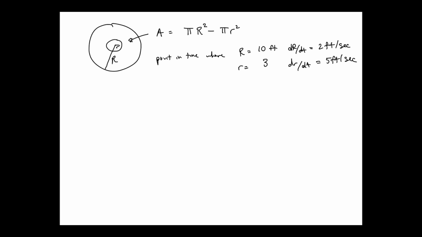Okay. So even though the inner radius is growing faster, the outer radius is much bigger, and so the question is, does this catch up or not? Right? Okay, so first thing we got to do is take a derivative, right? So dA/dt is 2 pi big R times dR/dt minus 2 pi little r times dr/dt.